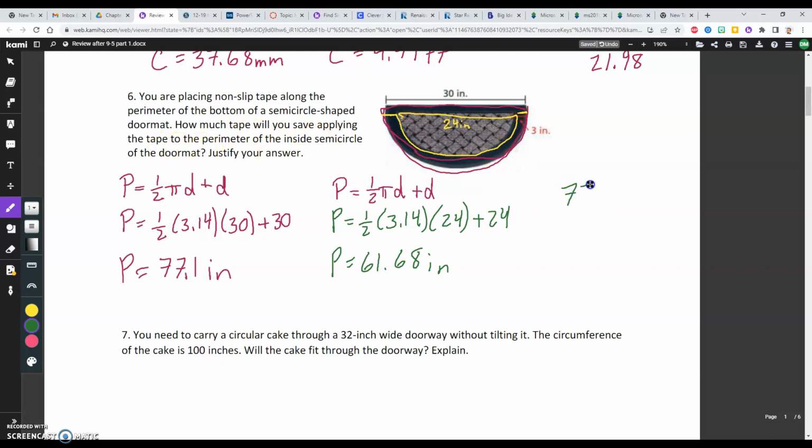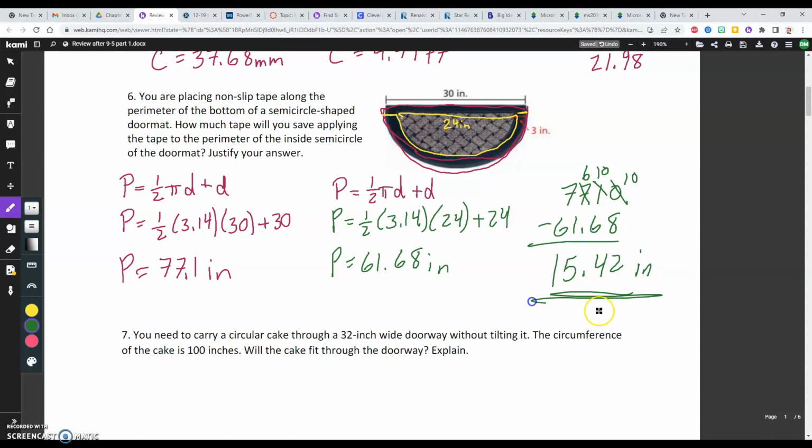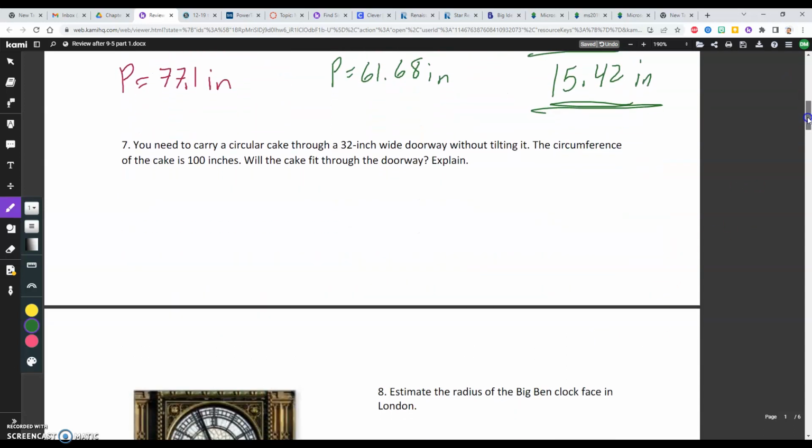And so then we're asked, how much tape will you save by applying the tape inside? So we take 77.1 and we subtract 61.68. That's a 0, so that becomes 10, that's a 0, that becomes 2, this becomes a 6, so that can become a 10, that's a 4, and 6 minus 1 is 5. So if I've done that right, oh, wait, and 15, there we go, forgot about that. So I get that it's going to be 15.42 inches shorter, or that's how much tape we save.